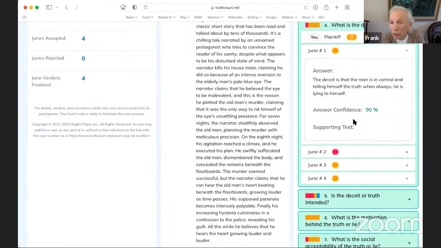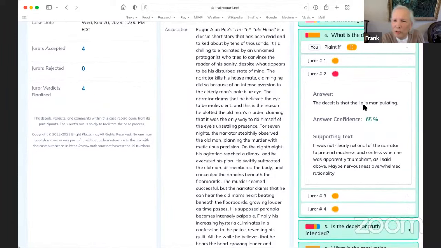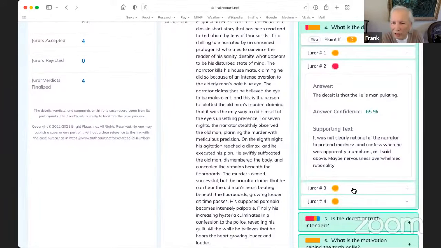Okay, he takes the opposite view. Juror number 2, the deceit is that the lie is manipulating. It was not clearly rational of the narrator to pretend madness and confess when he was apparently triumphant, as I said above. Maybe nervousness overwhelmed rationality.